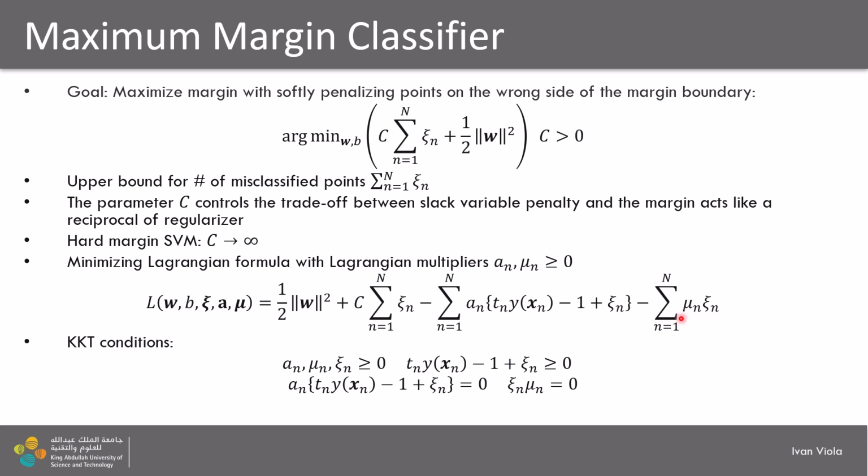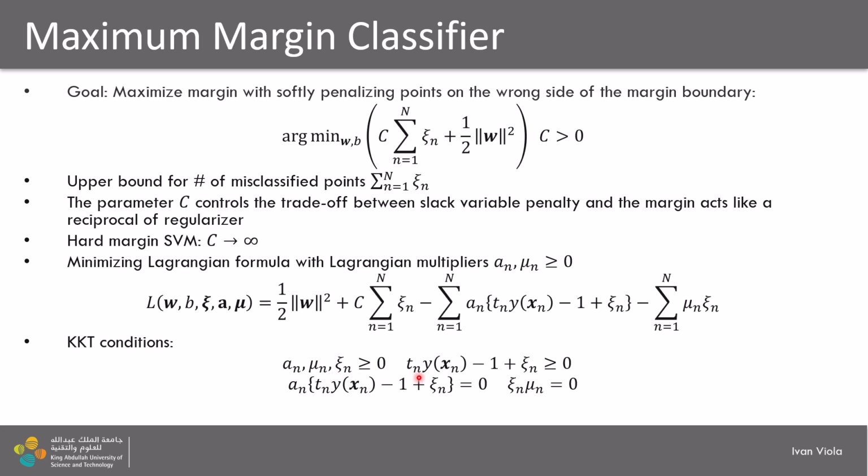we have mu, which is another Lagrangian term. So mu n and an are both Lagrangian terms. The an has the same role as before, and we have the following conditions to fulfill: all the components of the a vector and the mu vector of Lagrangian multipliers should be equal to or bigger than 0, and our slack variable is also non-negative for all its components.